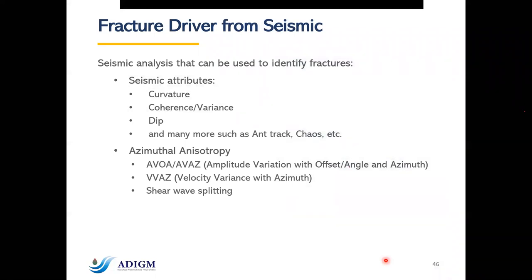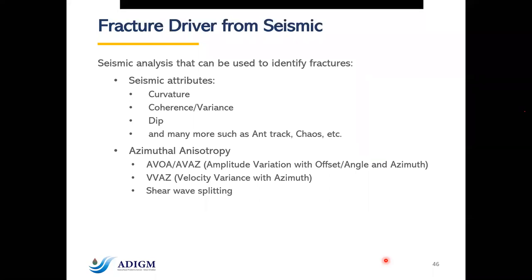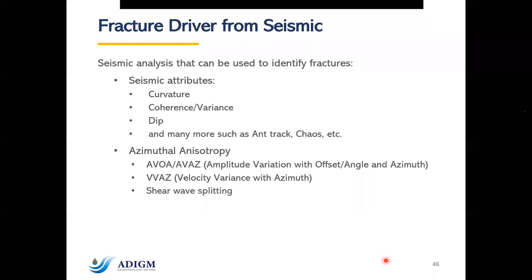Now the fracture driver from the seismic. There are many approaches or methods from seismic that can be used to identify fractures. Of course, the basic one is seismic attributes, the structural attributes like curvature. You can use positive curvature or negative curvature, coherence or variance maps. Different software name it differently. And then dip attributes, and any other attributes that can give a clue of how the fracture distribution might be, like ant tracking, chaos, and so on.